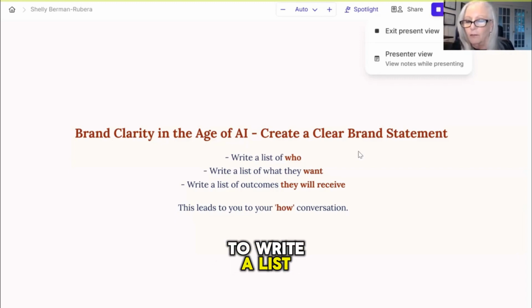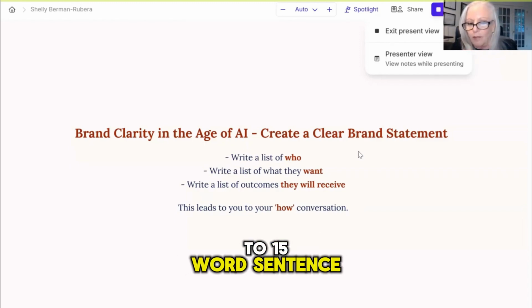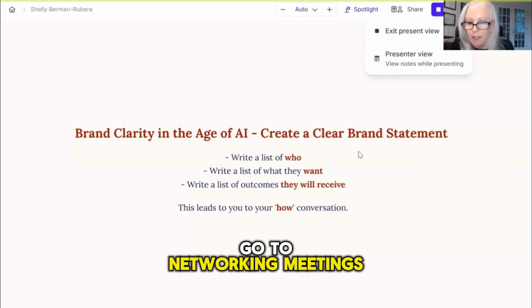Then I want you to write a list of what they want. What do they want? Then I want you to write a list of what outcomes they will get by working with you. And the goal is to create a 12 to 15 word sentence. And that's your intro. And that's how you go to networking meetings.